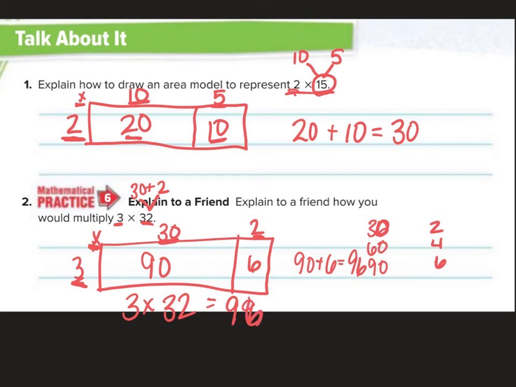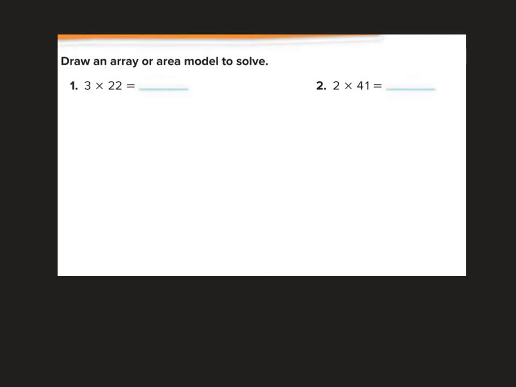Up here, we could say that 2 times 15 equals 30. Okay. This is kind of fun. Let's try some more. Draw an array or area model to solve.